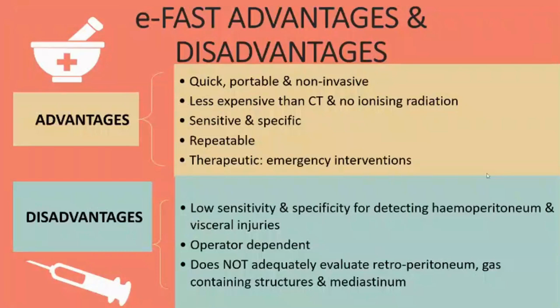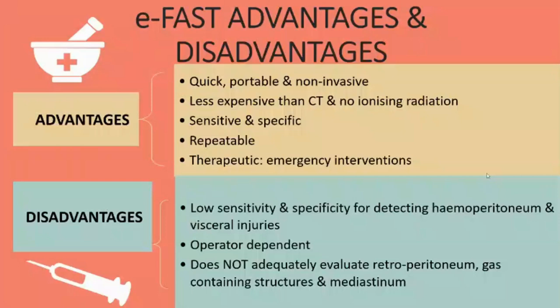And what's great is that it's also therapeutic, so emergency interventions can be performed. For example, if there's decreased lung sliding and there's a lung point, you can insert an intercostal drain if you detect a pneumo. Disadvantages is that it's a low sensitivity and specificity for detecting hemoperitoneum and visceral injuries. So it can just say that there's free fluid in the abdomen, and it can't necessarily tell you what that free fluid is. It's operator dependent.